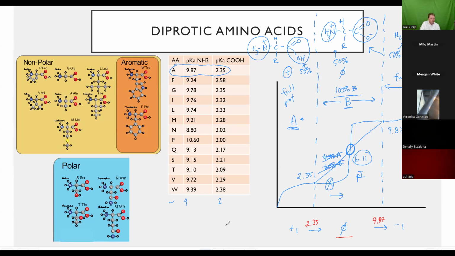So the equation for a pI looks like this: pKa1 plus pKa2, divided by 2. That's where 100% of my molecule is the neutral form. Now I'm about to clear all these writings from this slide. Does anyone have any questions about this?